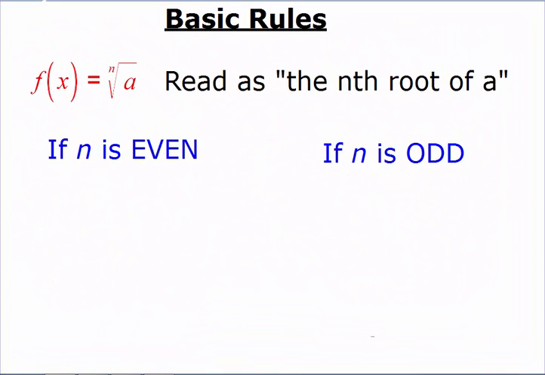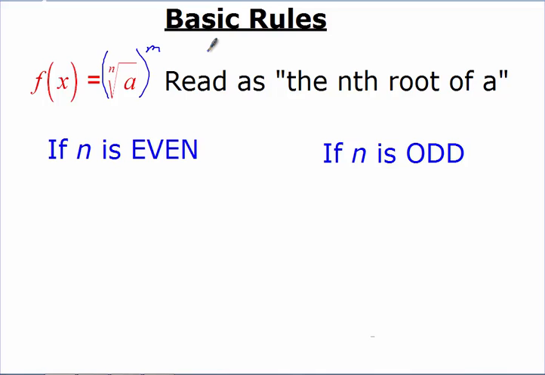So first things first, the basic rules when it comes to radical and exponential transformations. First of all, f of x equals the nth root of a. That's how it's read: the nth root of a. When we do these, we're going to be dealing with fractional powers. All right, so we're going to have three pieces.